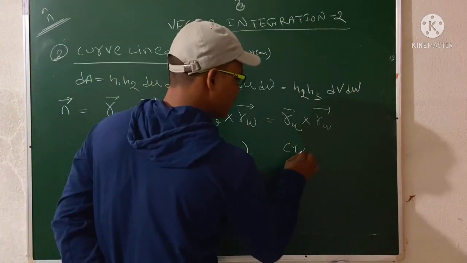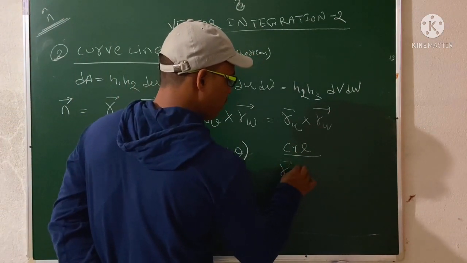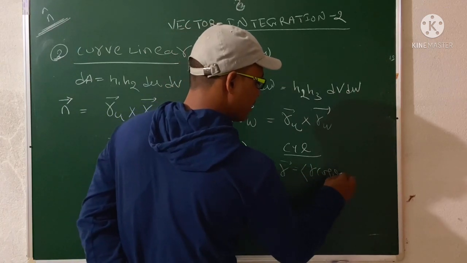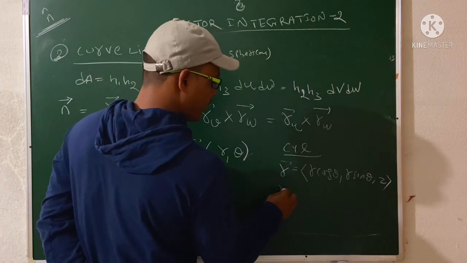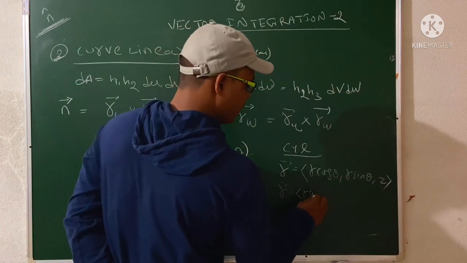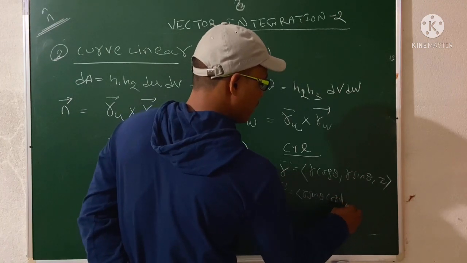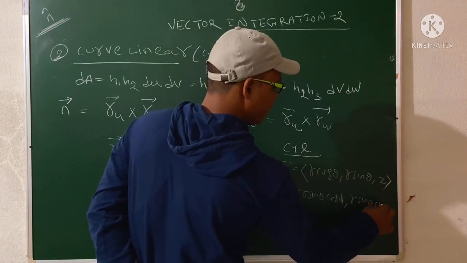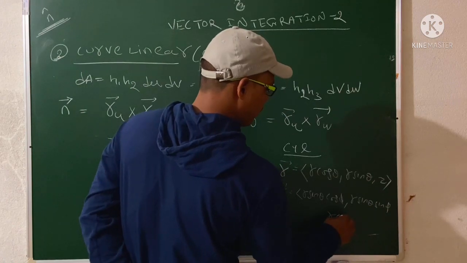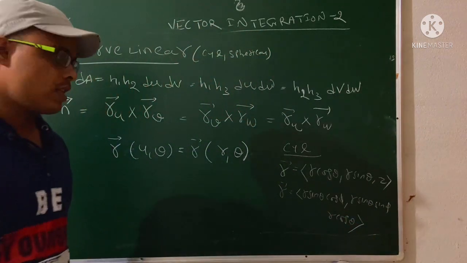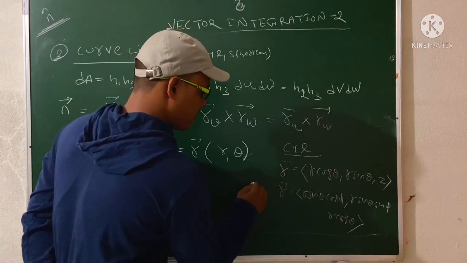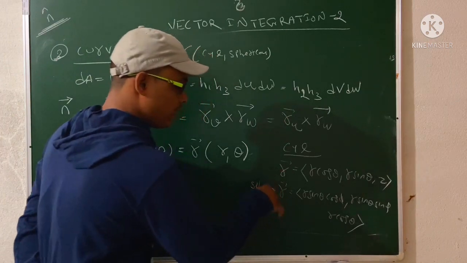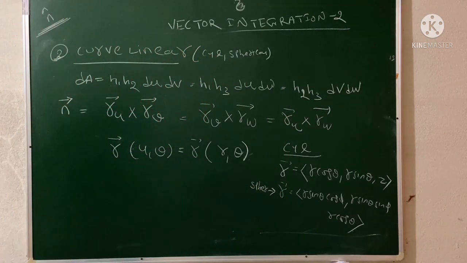In the cylindrical coordinate system, we have the r vector equal to (r cos theta, r sin theta, z). Now in the spherical coordinate system, this is (r sin theta cos phi, r sin theta sin phi, r cos theta). So these are the position transformations in the cylindrical and in the spherical coordinate systems.